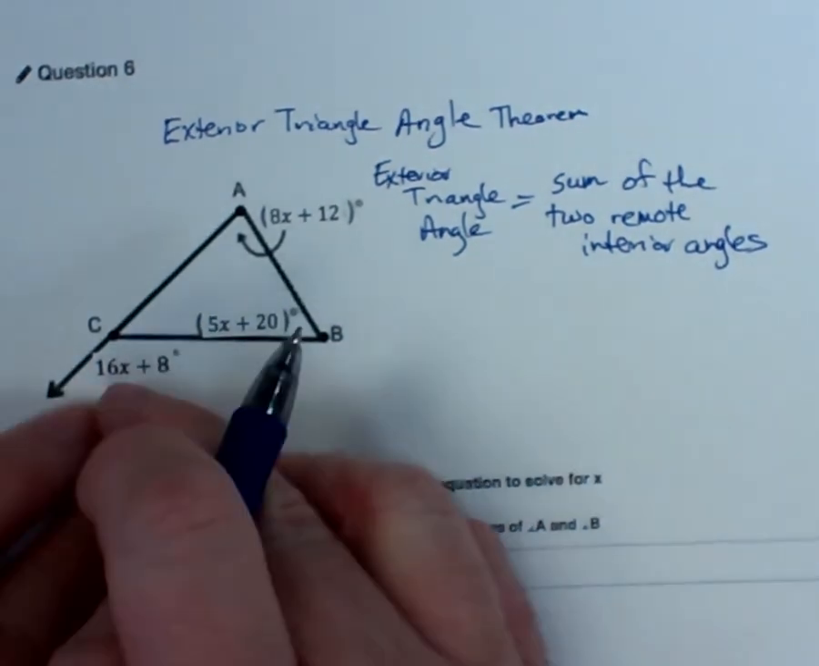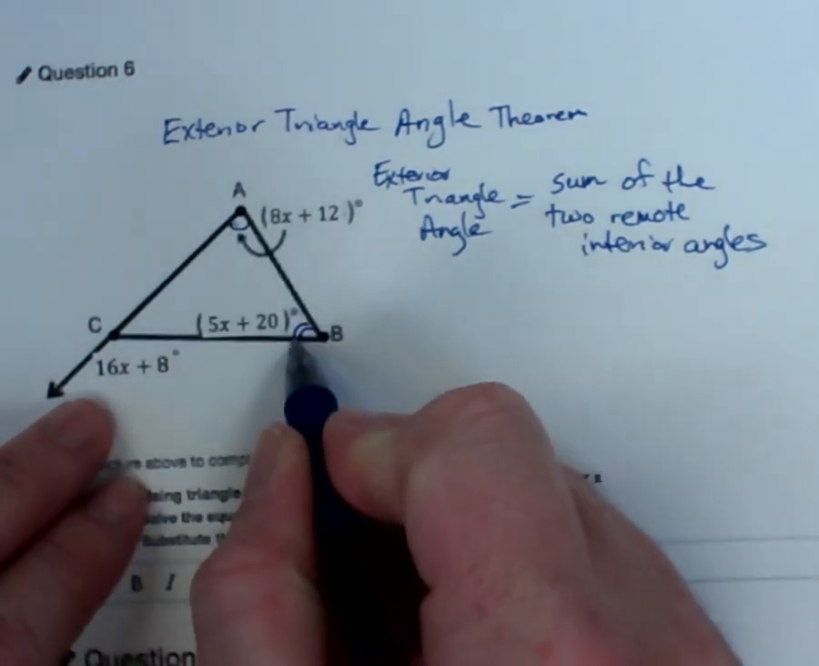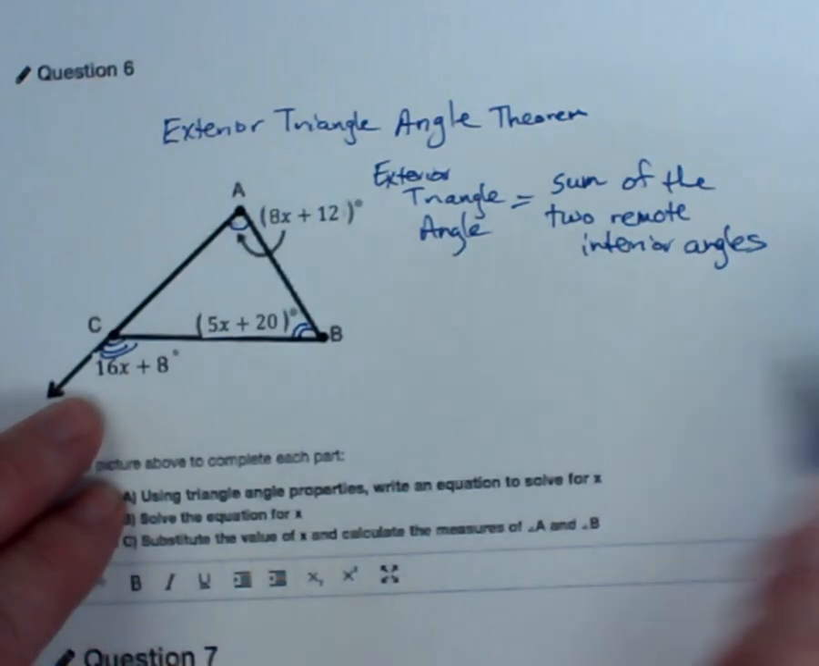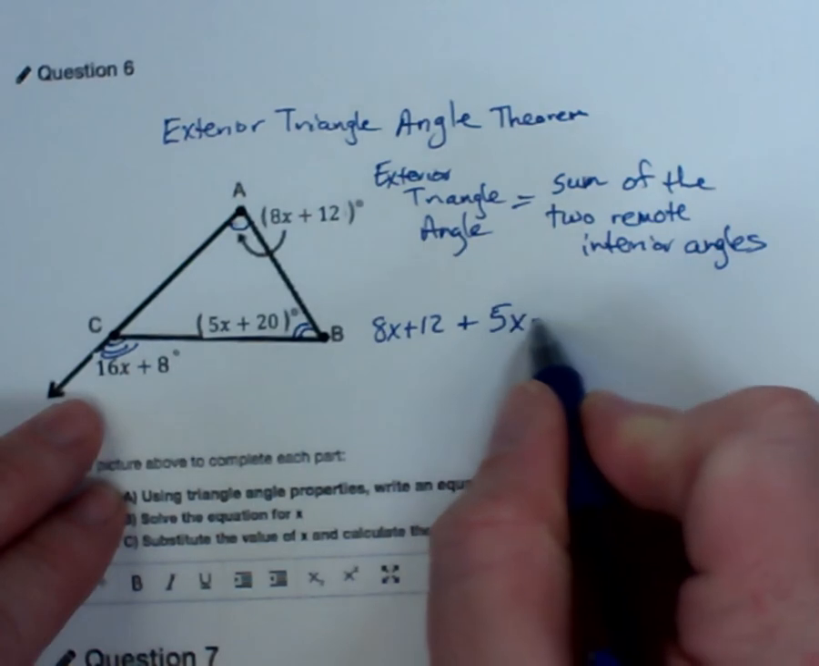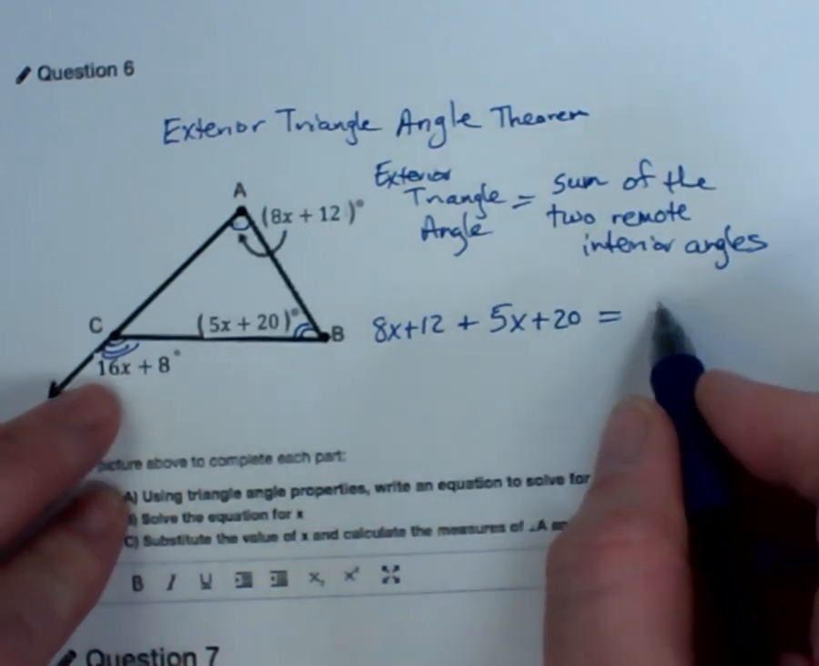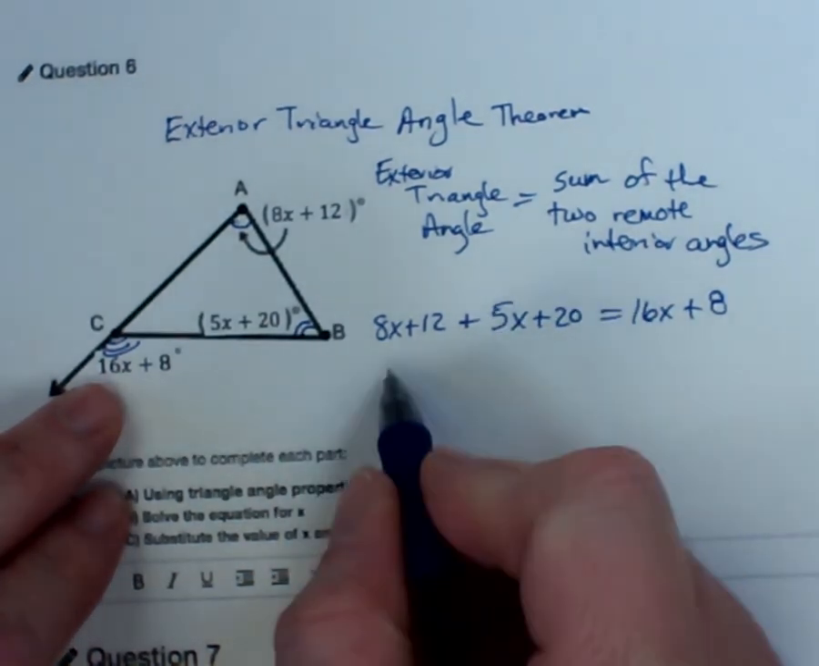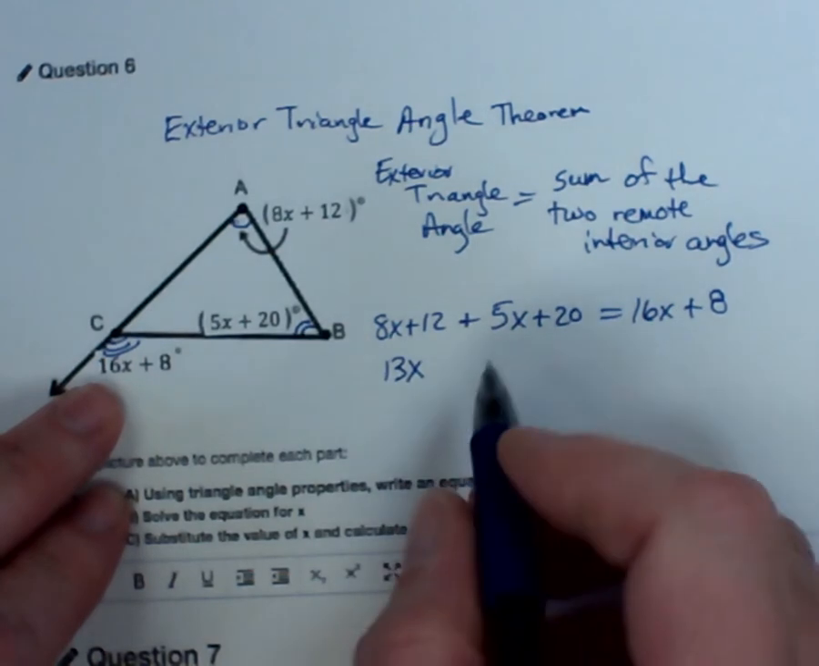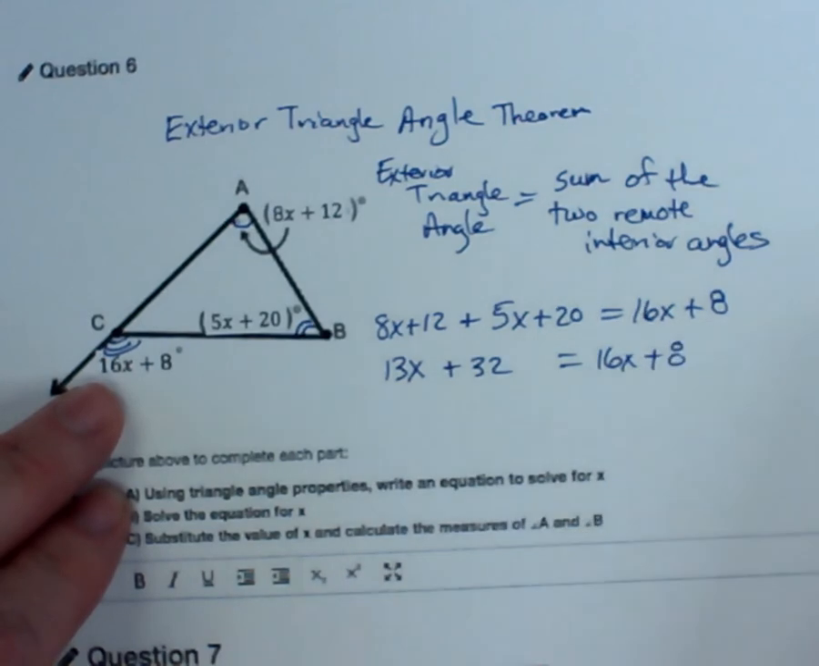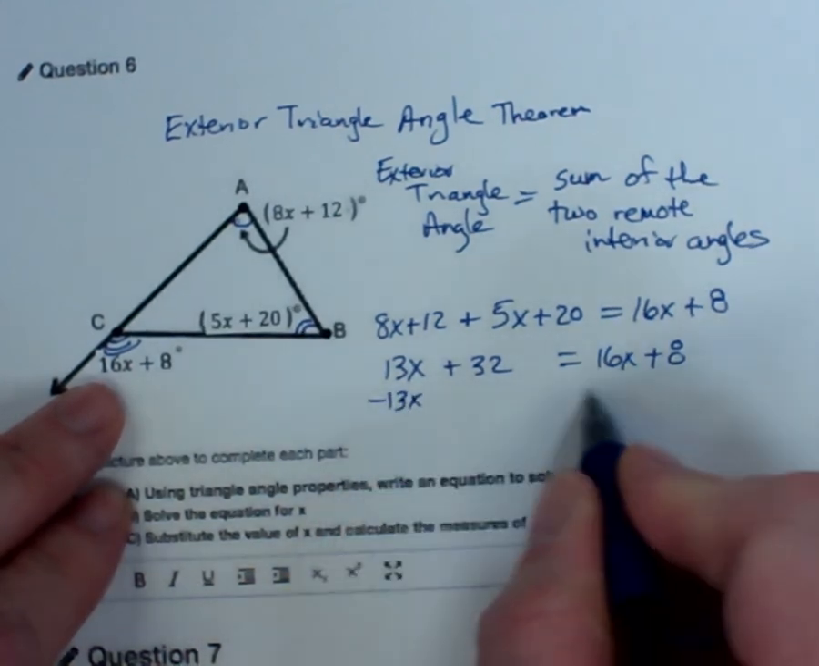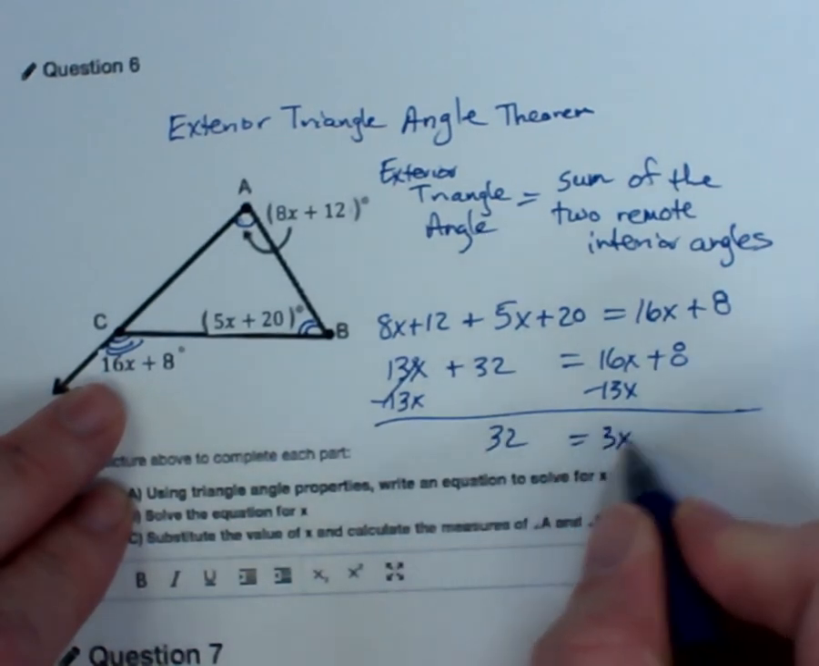So all we have to do is recognize they're all 3 different angles, but this angle plus this angle will add up to this outside angle. So we can do 8x plus 12 plus 5x plus 20 adds up to 16x plus 8. Now we're just combining the like terms. 13x, 12 and 20 is 32. We have variable terms on both sides. Let's subtract 13x. 32 equals 3x plus 8.